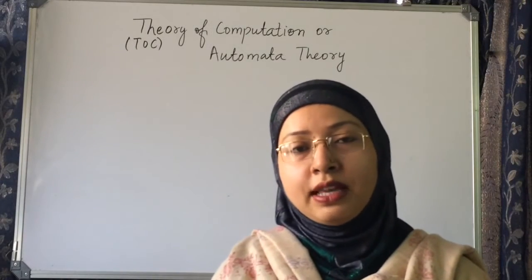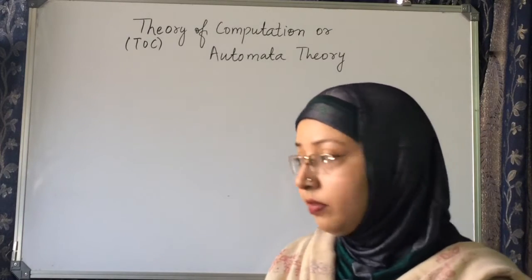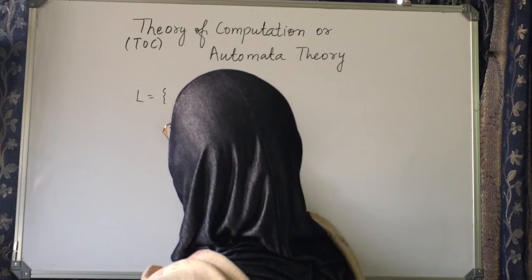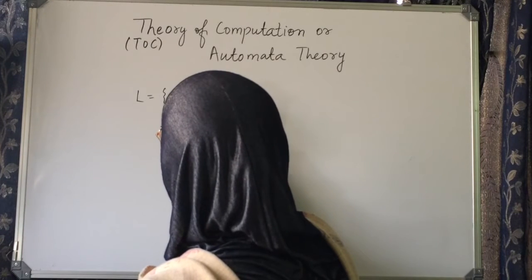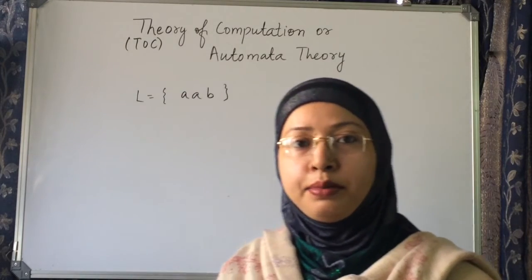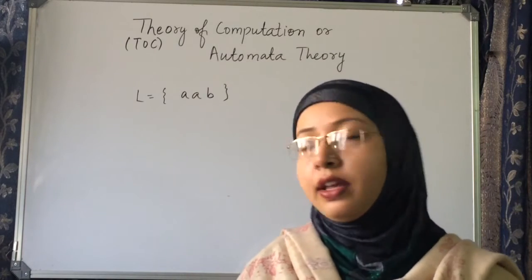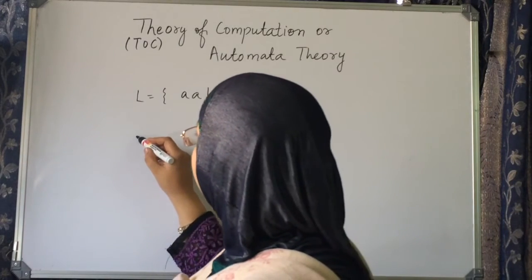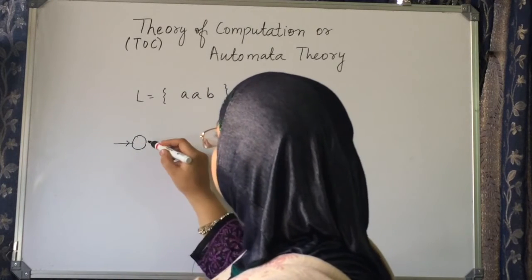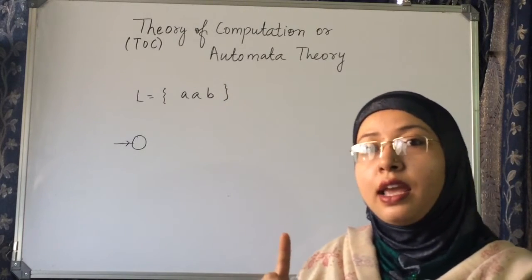Now let's take some examples of finite automata. Suppose your language is given and it says that it accepts only one string, AAB. Then how can we design its automata? It says that it accepts the string AAB.